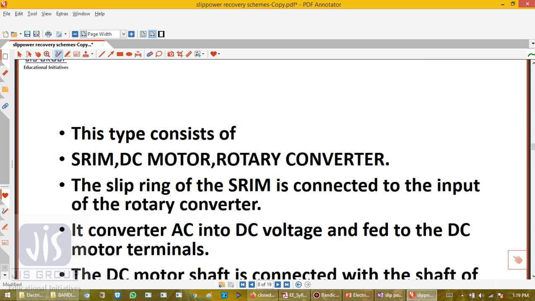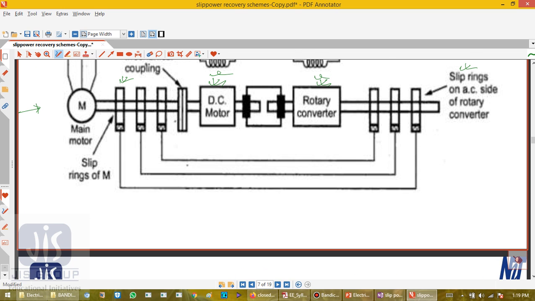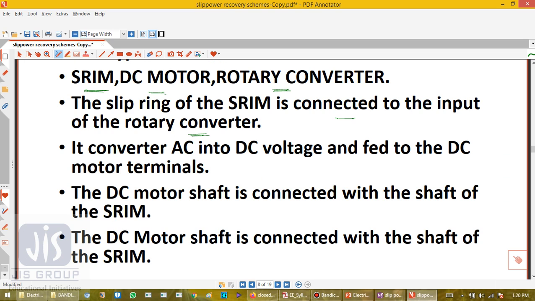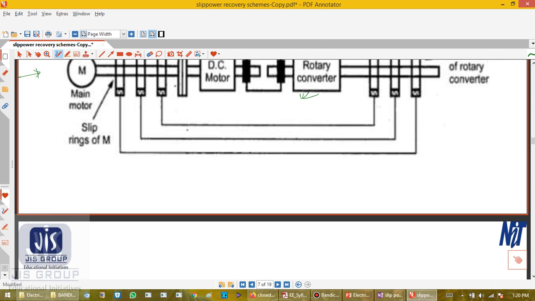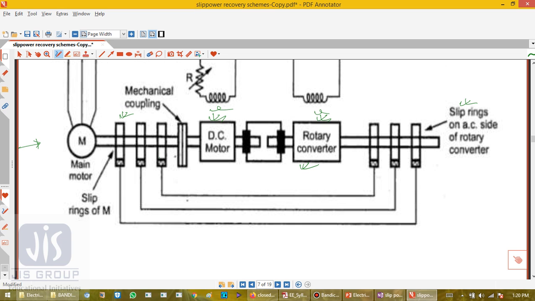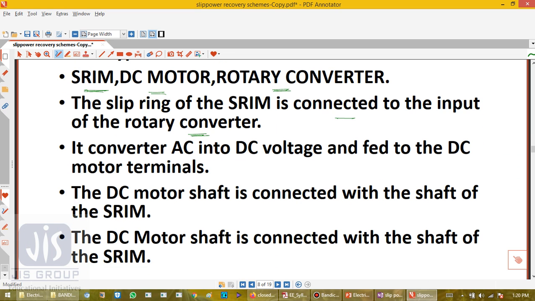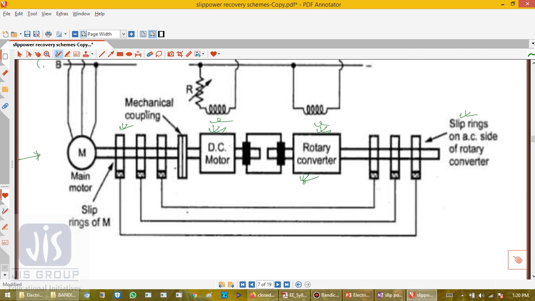this type of conventional static Kramer drive consists of SRIM, slip ring induction motor, DC motor, and rotary converter. Now the slip ring of the SRIM is connected to the input of the rotary converter, which converts AC into DC voltage and feeds it to the DC motor terminals. If you see here, it's directly connected to the rotary converter where AC is converted into DC, and this DC is directly fed to the DC motor terminal, and this DC motor shaft is mechanically coupled with the shaft of the SRIM.